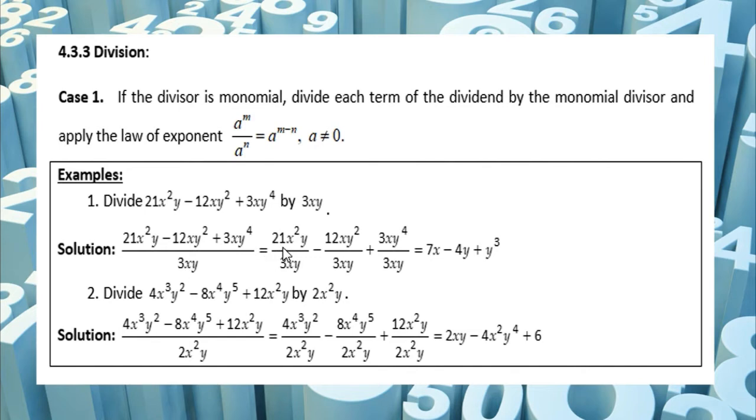So, gi-tagsa na to siya: 21x squared y over 3xy minus 12xy squared over 3xy plus 3xy to the power of 4 over 3xy. And then we simplify each. So, 21 divided by 3 is 7. Ang x squared minus isa diri nga x sa ubos, x na lang ang mabilin. Ang y og y, 1 na siya. So, 7x ra. Minus 12 divided by 3 is 4.